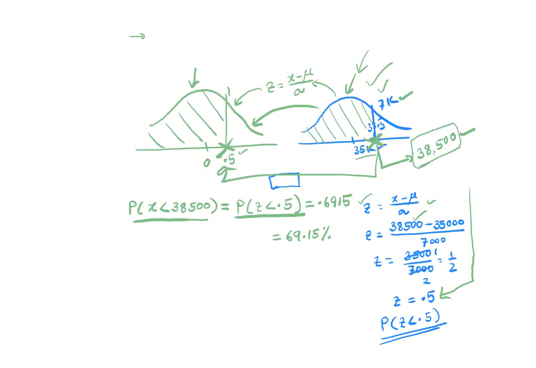So if you randomly selected a person from the street, what are the chances that that person living in that city makes less than 38,500? That's about a 69.15% chance. On the other hand, if I were to ask you the following, find the probability that a randomly selected person in that city makes more than 38,500. Now that's easy, because instead of looking at the area to the left, now we are looking for the area to the right.